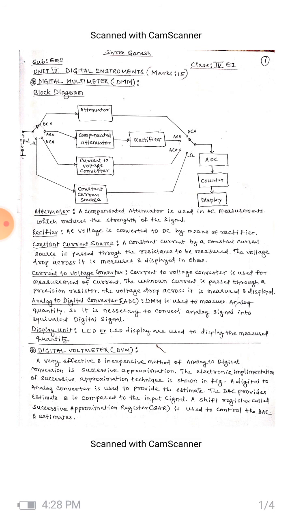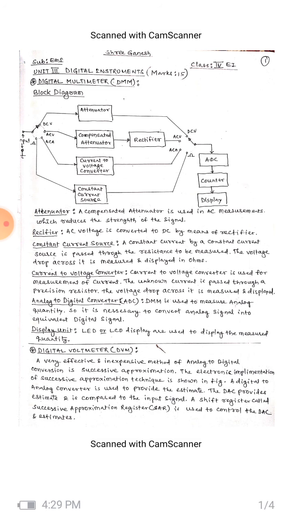As I have told, the main blocks in the digital multimeter are attenuator, rectifier, current to voltage converter, constant current source, analog to digital converter, and display unit. First we are going to discuss them one by one. Attenuator: the attenuator is used in AC measurements and reduces the strength of the signal, and the rectifier is used to convert the AC voltage into a DC voltage.